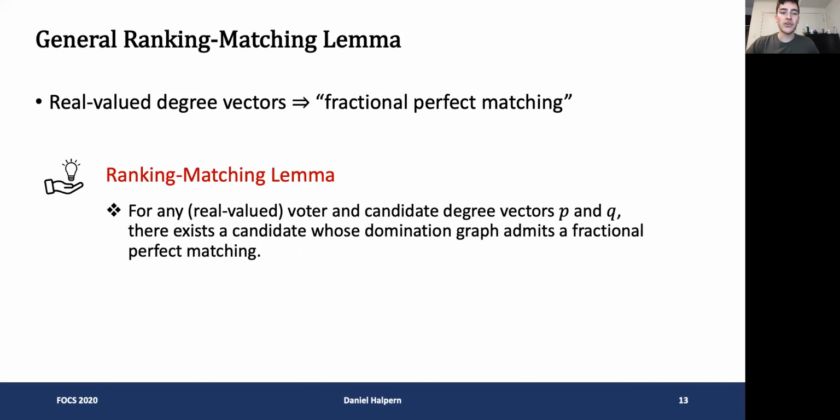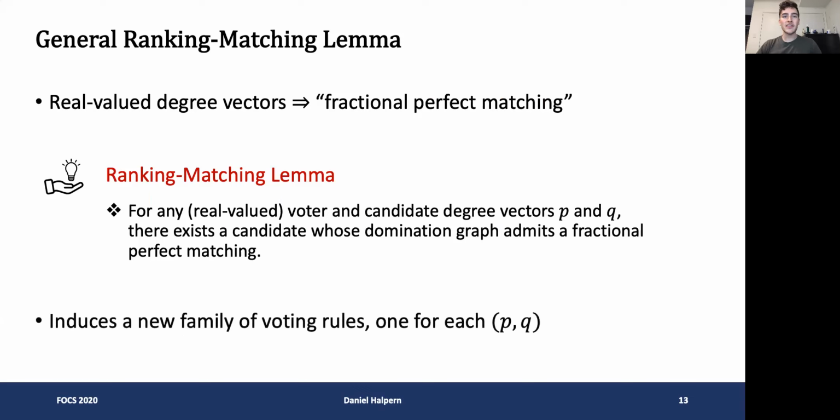And now in our more general ranking matching lemma, we actually allow for arbitrary degree constraints. So even real value degree vectors. And in this case, it's not really a many-to-one matching anymore. It's more of what we call a fractional perfect matching. But the general form of the ranking matching lemma shows that for any real valued voter and candidate degree vectors P and Q, no matter how many candidates there are or how many voters, or what the rankings of the candidates by the voters are, there will always be some candidate whose domination graph admits a fractional perfect matching.